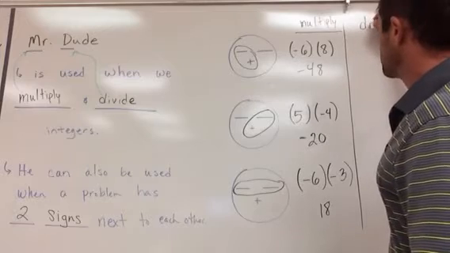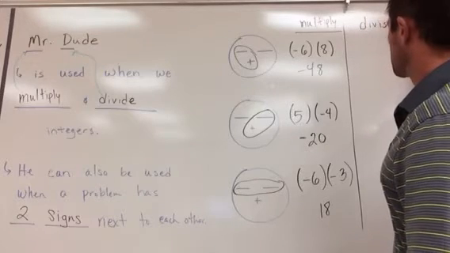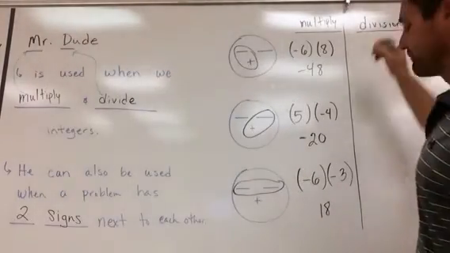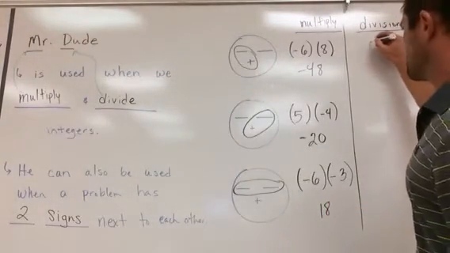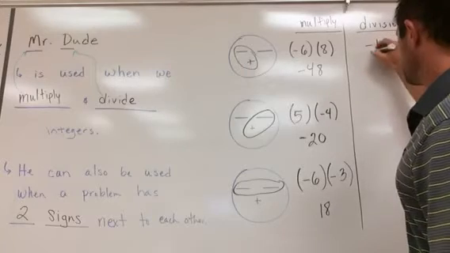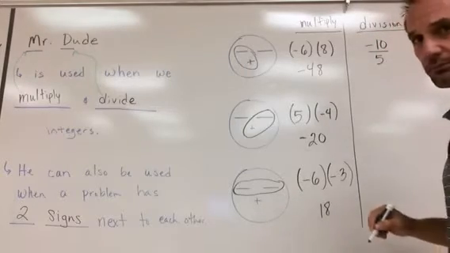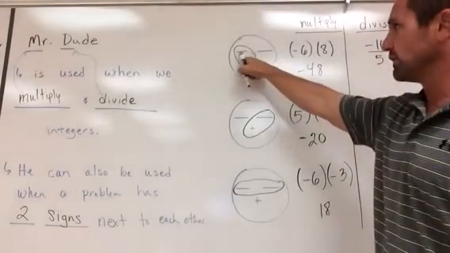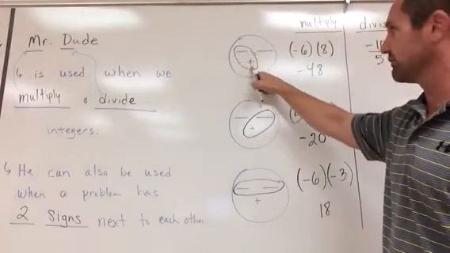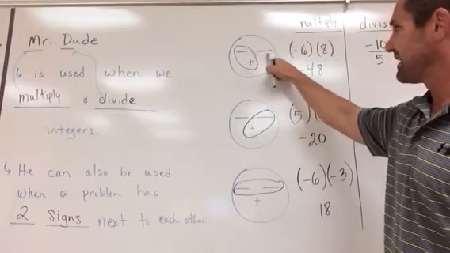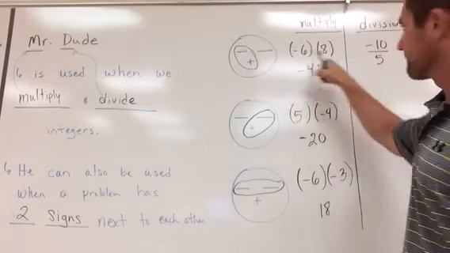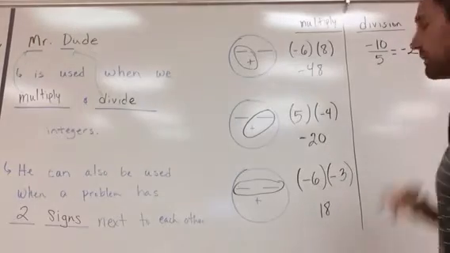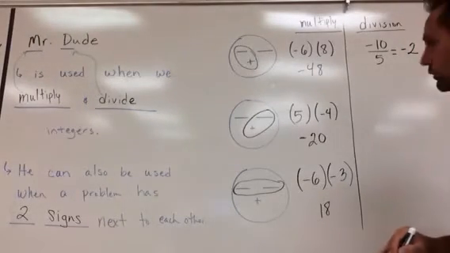Let's run through some division at the same time. So we'll go to division. Okay? And in our first division problem, let's say a -10 divided by 5. Okay? We have one negative, one positive. We have Mr. Dude over here, a negative and a positive, so our answer has to be negative. And -10 divided by 5 is 2. Okay?